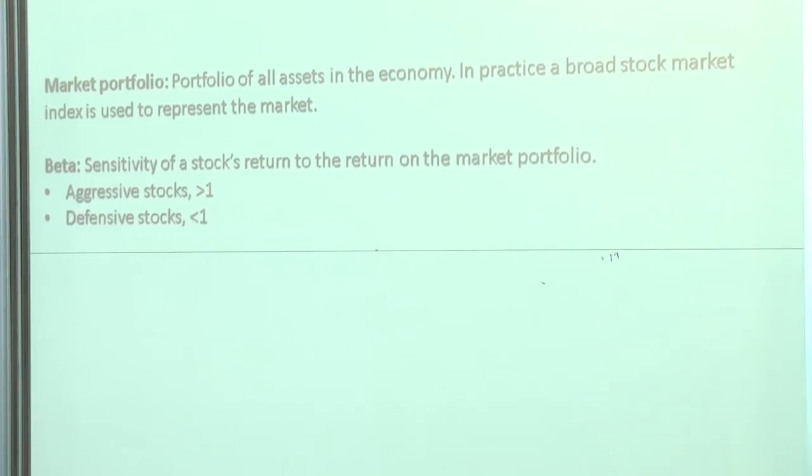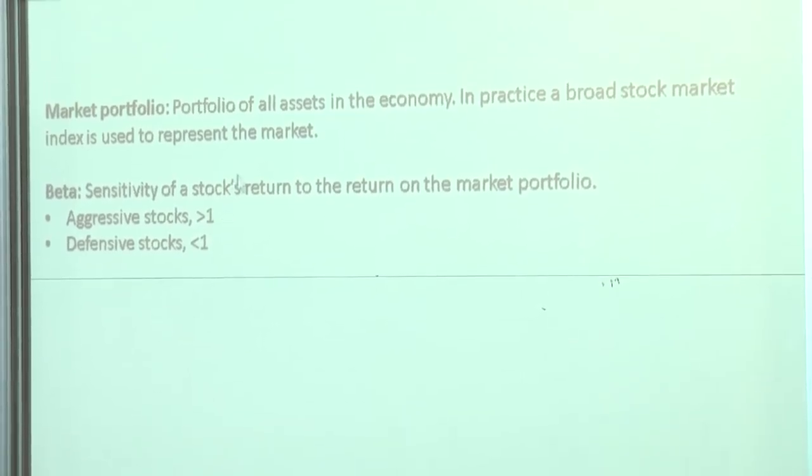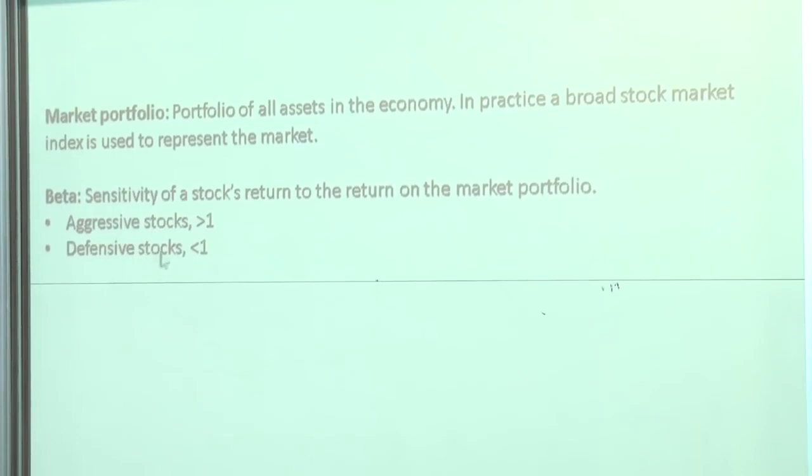So if the beta of this stock is higher than 1, we say it has a higher market risk. We call that an aggressive stock. If it's lower than 1, a defensive stock.